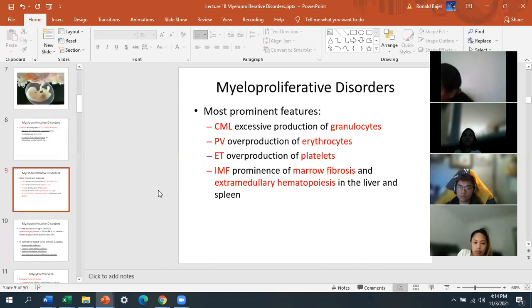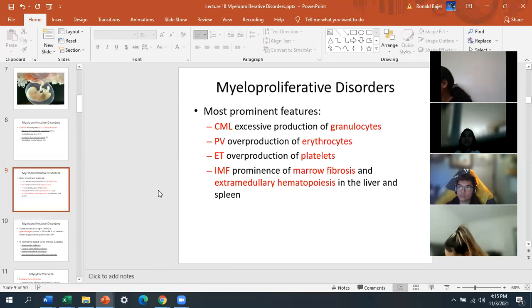So CML is excessive production of granulocytes, like I said. PV, which is polycythemia vera, is the overproduction of erythrocytes, RBCs. And ET, essential thrombocytosis or thrombocythemia, is the overproduction of platelets. So it's all overproduction. And idiopathic myelofibrosis is a prominence of marrow fibrosis or fibrin. And that's what prompts, like I said, extramedullary hematopoiesis.